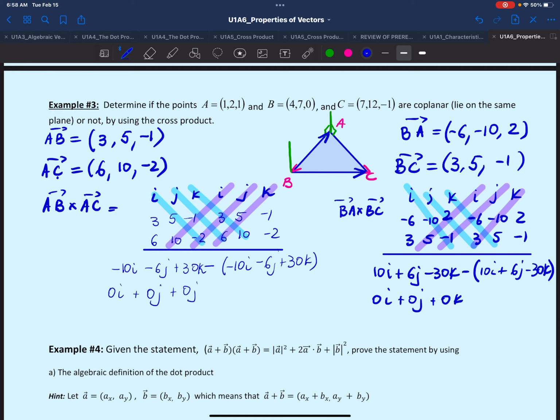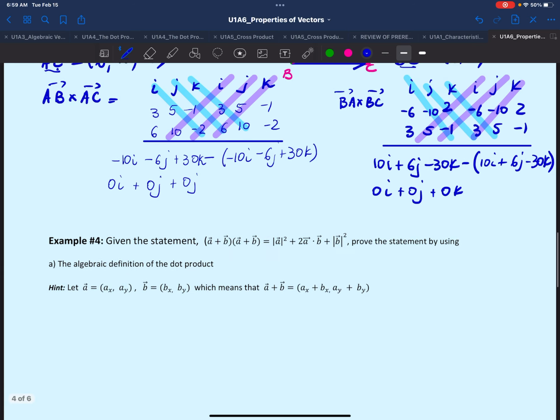So in this case, the product was vector 0. The cross product produced vector 0, which is practically the same vector. So we're going to say that vectors AB, AC, and BC will be coplanar, which means that points A, B, and C are coplanar.